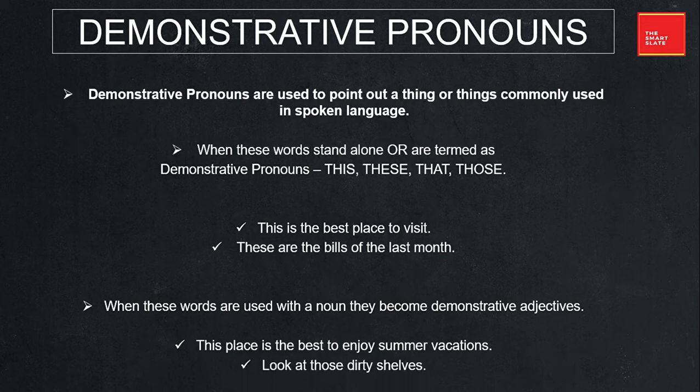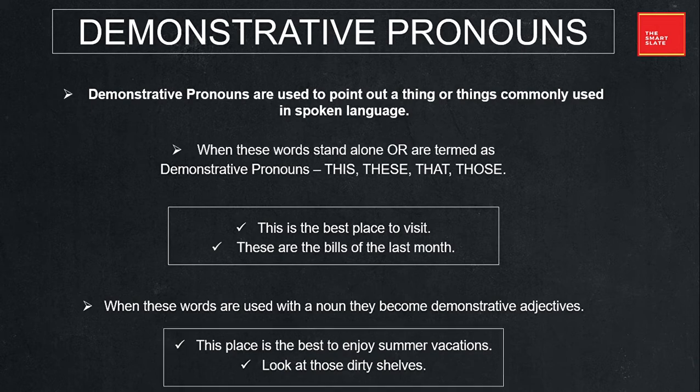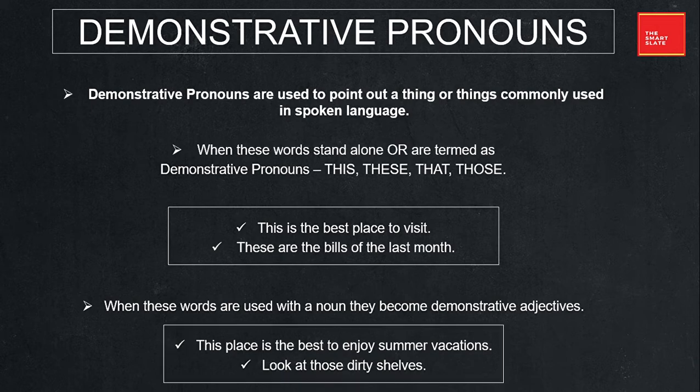Look at those dirty shells. So here dirty shells, shells again is a noun. So those is used to denote shells. So shells again becomes your noun. So here those and this become your demonstrative adjectives. So this and these were demonstrative pronouns, and this and those here in the second case are your demonstrative adjectives.